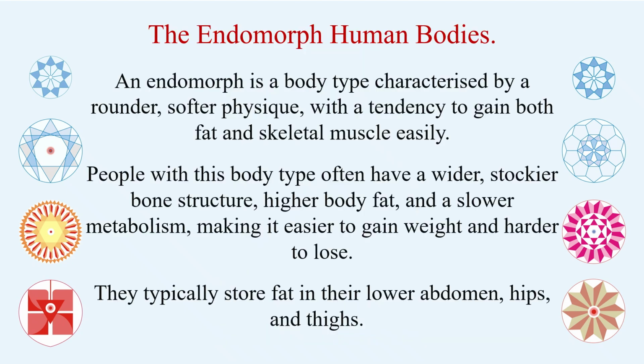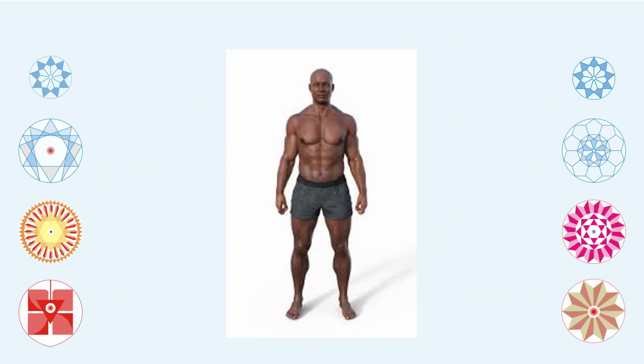Now come to the endomorph human beings. An endomorph is a body type characterized by a rounder, soft tissue with a tendency to gain both fat and skeletal muscle easily. They tend to put on weight. People with this body type often have a wider, stockier bony structure, higher body fat and slower metabolism, making it easier to gain weight and harder to lose it. And I would say these are the people who are predominantly into the cranial parasympathetic system as such. Typically, the body stores fat in the lower abdomen, hips and thighs. And this is what the endomorph is. And this is the structure you can see.